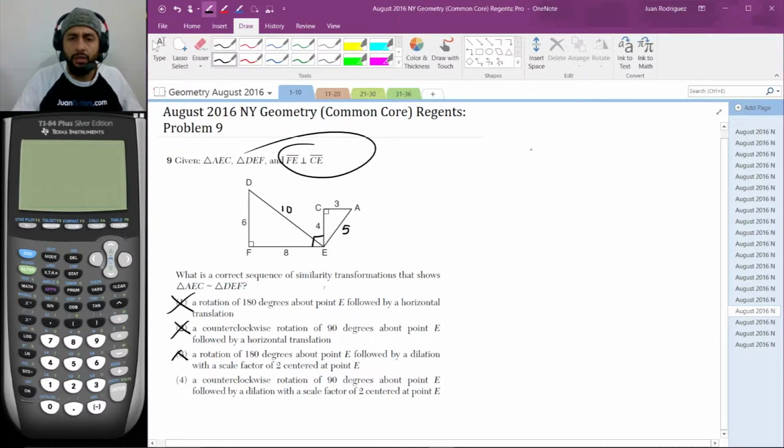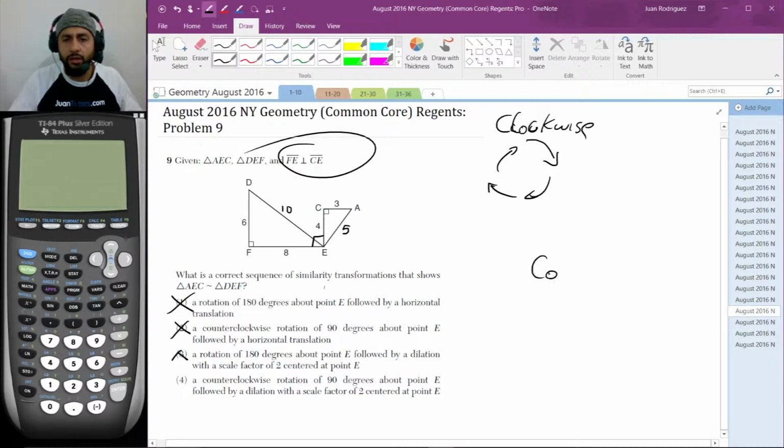Counterclockwise, remember, a clock goes this way, so this is clockwise. Okay, a clock goes this way. So counterclockwise, which is odd.